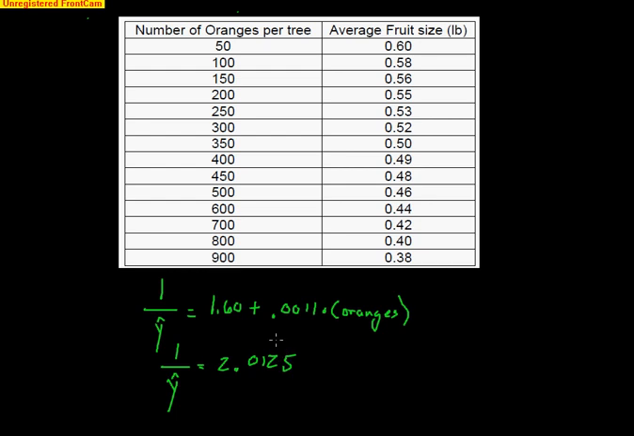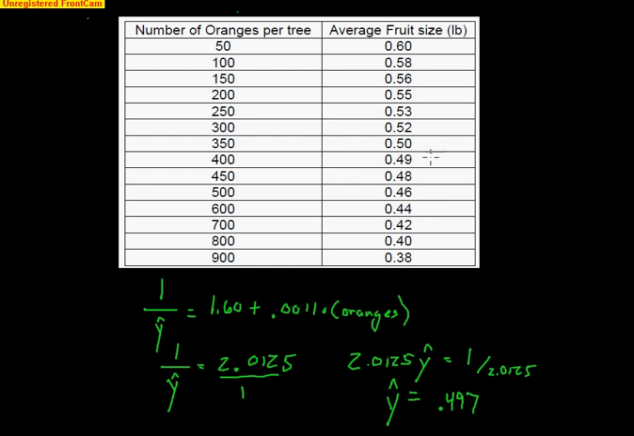So remember, the idea is how do I solve for the y-hat on the bottom? Well, one thing you can do is cross multiply, and you get 2.0125 y-hat equals 1. And then you actually have to divide by the 2.0125. So 1 divided by 2.0125 gives me 0.497. And that fits right in with the data. Look at that. 0.497 fits right in with the data. And that would be 0.497 pounds.